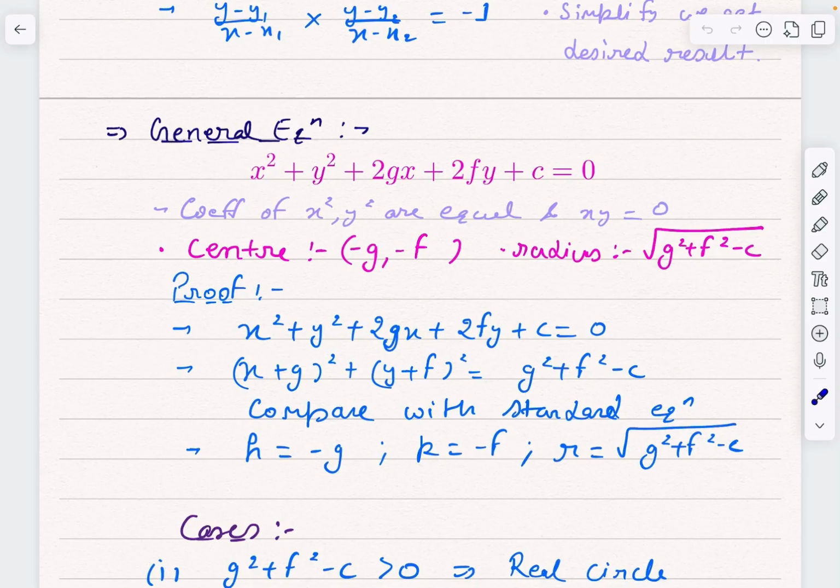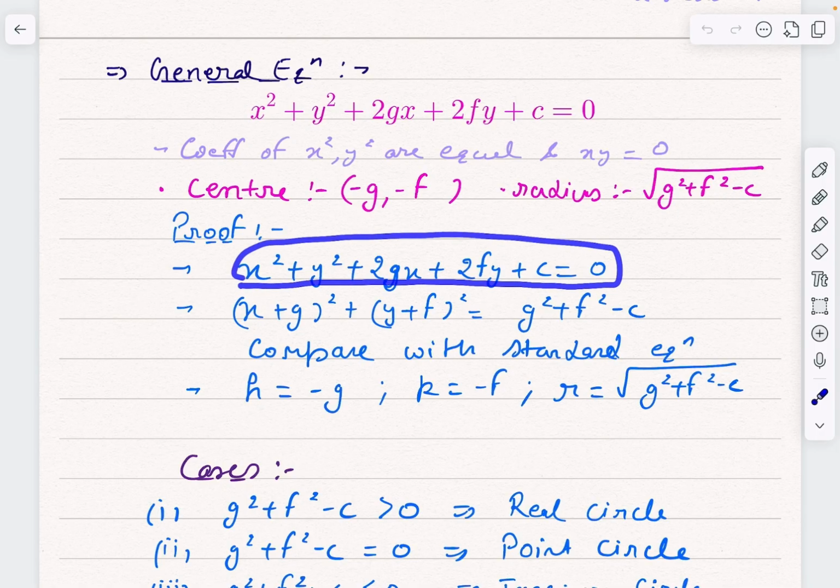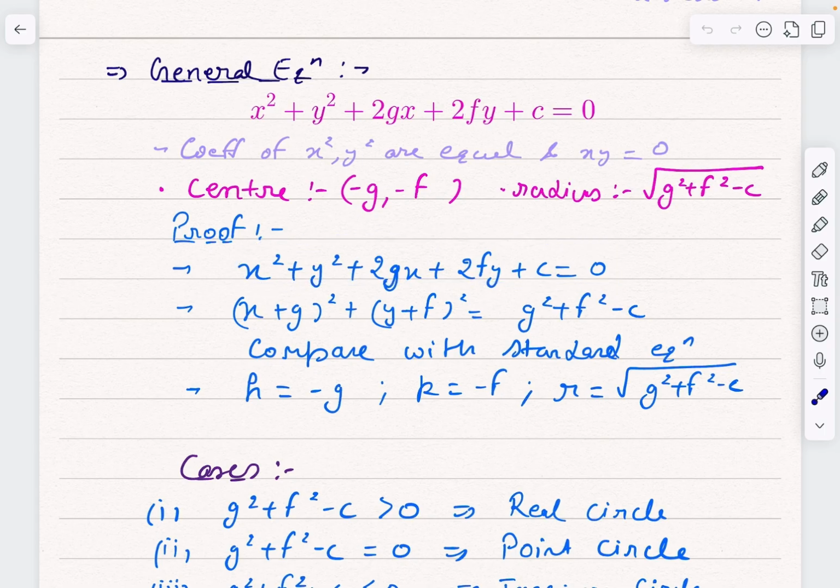Okay, how do we say all this? Let us see with the help of proof. So the equation is x square plus y square plus 2gx plus 2fy plus c equal to 0. We do completion of square here. So x square plus 2gx we can write as x plus g whole square, and we have to add g square on both sides.